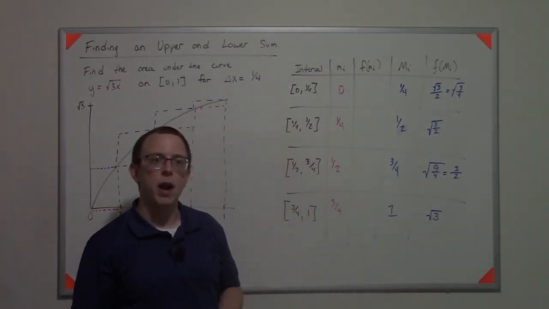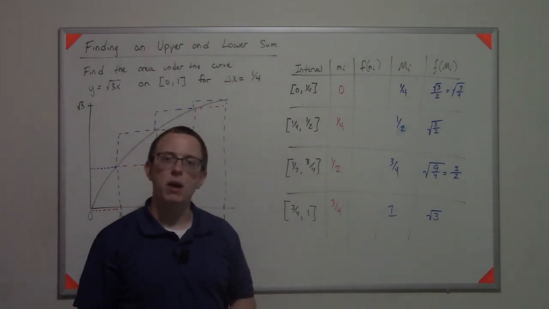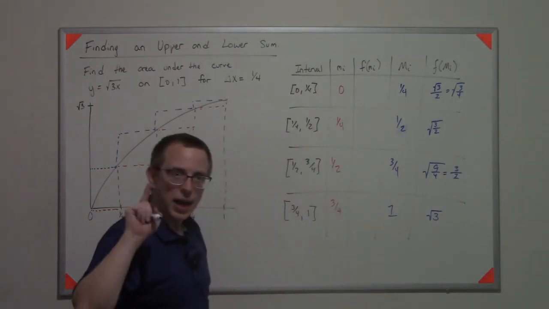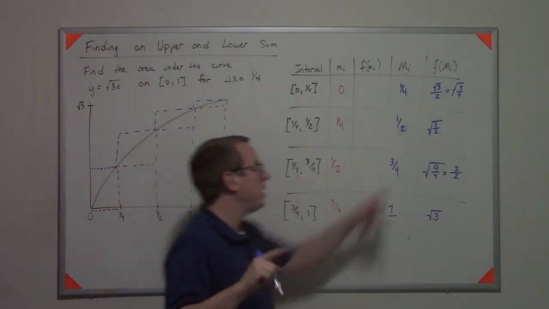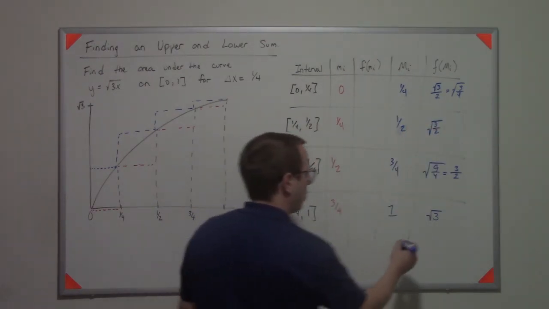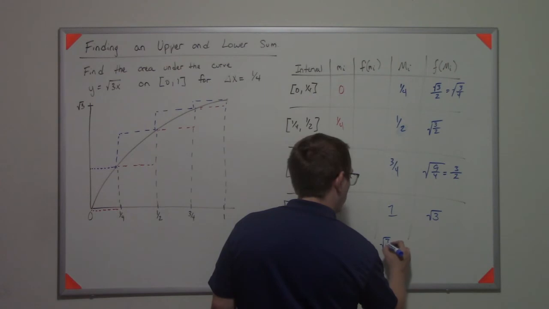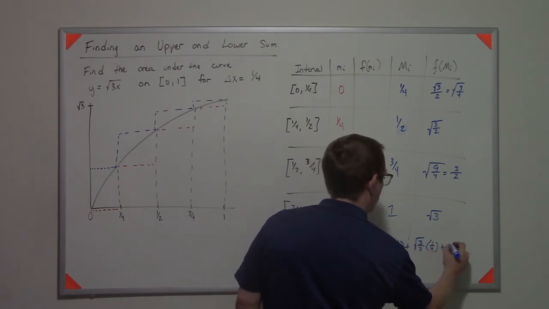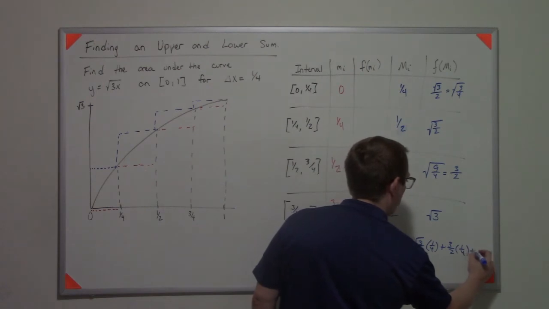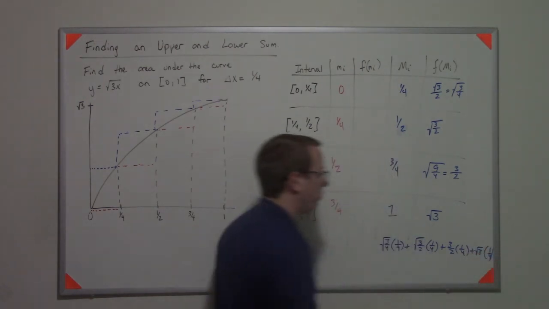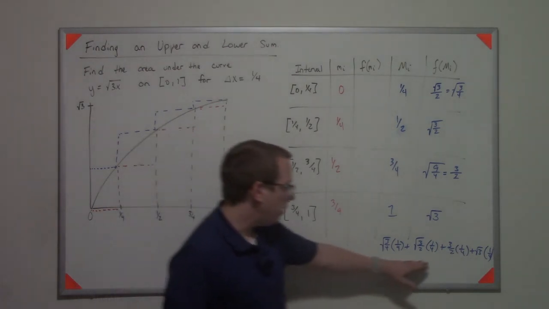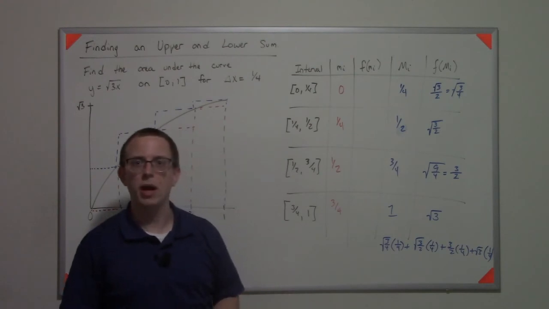If I wanted to figure out what the value of that sum is, I add each one of these, but those are the heights, so I have to multiply by delta x. I would get square root of 3 over 4 times 1/4, plus square root of 3 over 2 times 1/4, plus 3 over 2 times 1/4, plus square root of 3 times 1/4. So you have to make sure that you multiply the function value by delta x. And then if you plug that into a calculator, you'll get whatever answer that is.